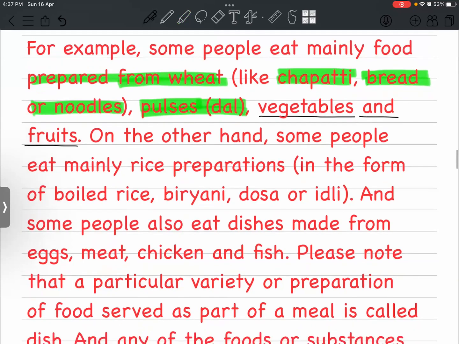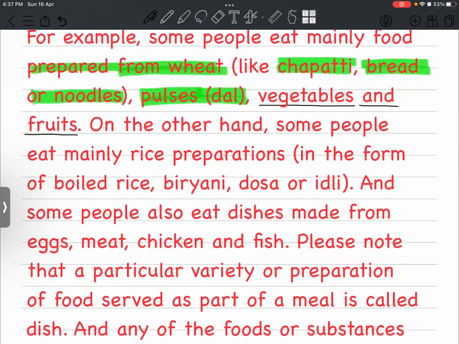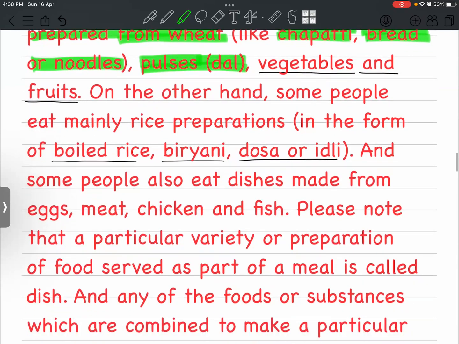Okay. Now, there are some other people who are fond of eating food made from rice. Their food has to contain rice. It could be simple boiled rice. It could be biryani, that is meat plus rice. It could be dosa or idli. So depending upon people's taste, they consume different types of food.